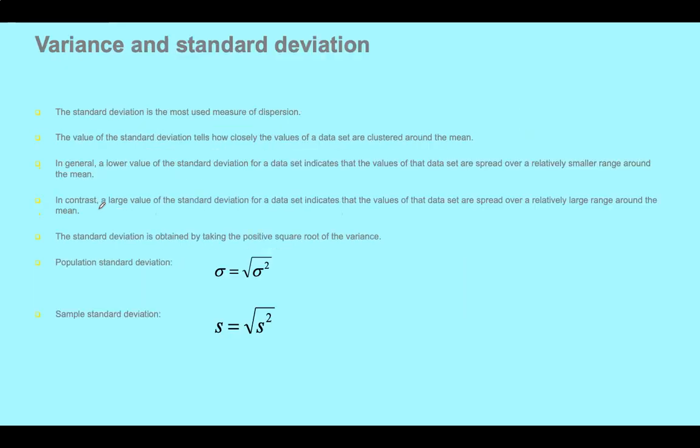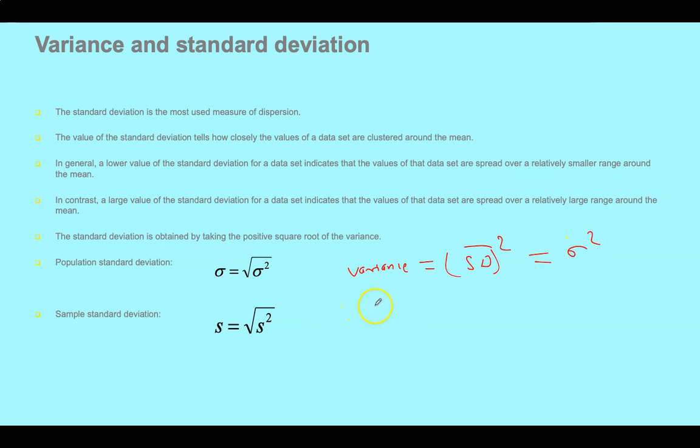Now we will talk about variance. In order to understand variance and standard deviation, variance is the sum of the square of deviation from the mean. Variance is also called variability in the data. The difference or deviation within the data is known as variance. And the standard deviation is the most used measure of dispersion. The value of standard deviation tells how closely the values of a data set are clustered around the mean. Standard deviation whole square is called variance.